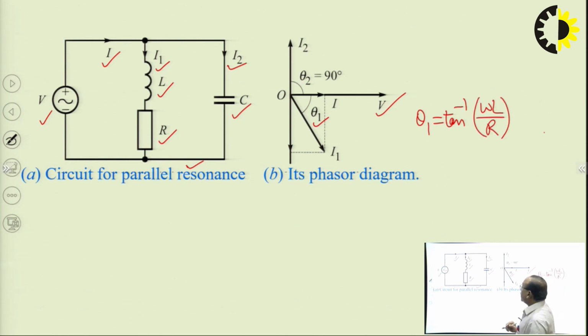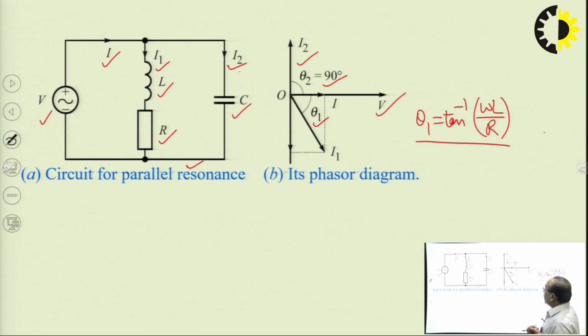Since I1 is the current in the RL branch, and the RL branch is just like an RL series circuit, the current I1 will lag from the voltage across the branch by some angle. Suppose that angle is theta 1. So theta 1 is given by this. While the current I2 will lead by 90 degrees from the voltage, since in this branch only a capacitance is there. So this is the phasor diagram of this circuit.